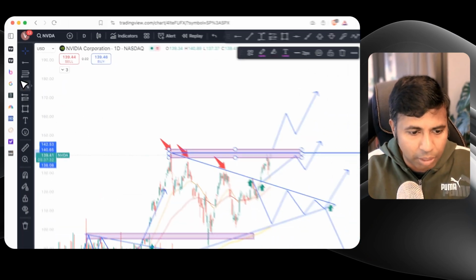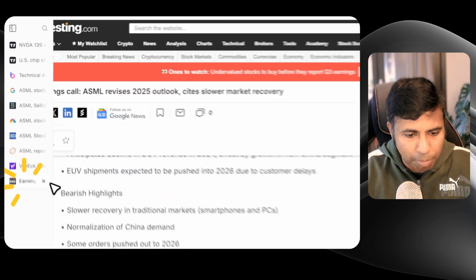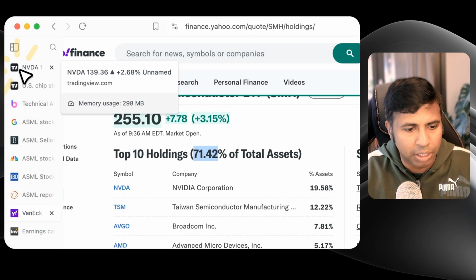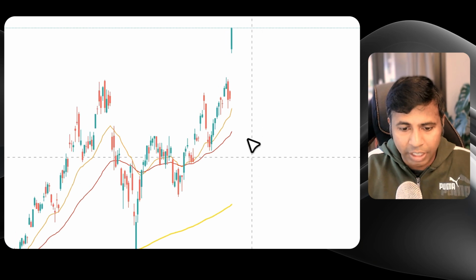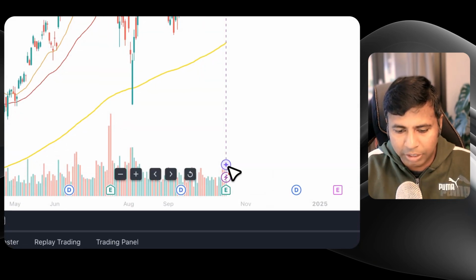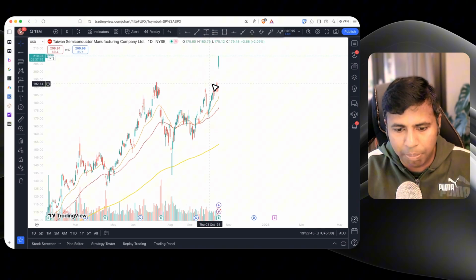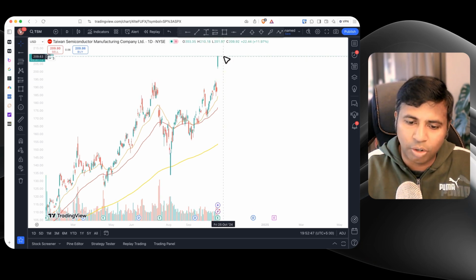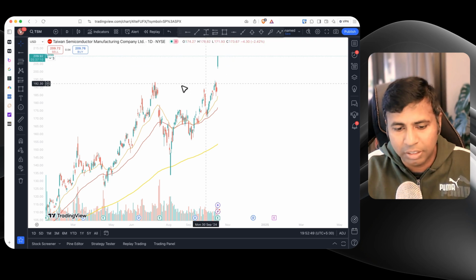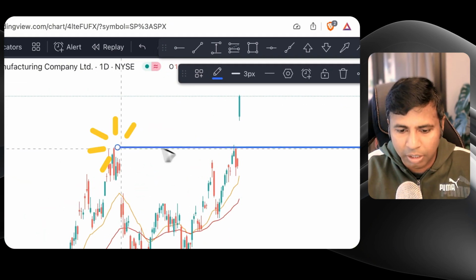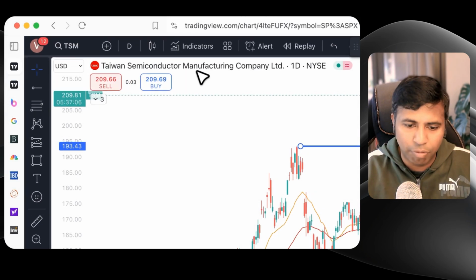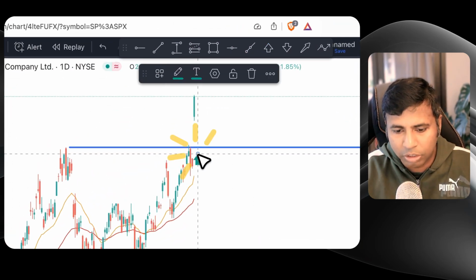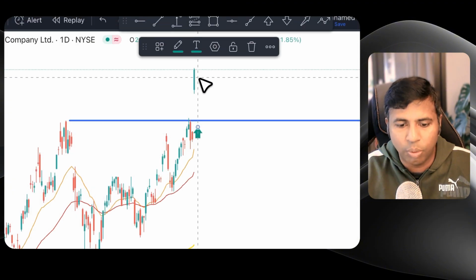So that is Nvidia. Let's look at the next biggest holding in the semiconductor industry, which is Taiwan Semiconductor, TSM. Now you can see Taiwan Semiconductor, I think today is their quarterly results, and it has given a breakout. It has had a huge gap up, and we can see it is making fresh new all-time highs. It broke out from here. Like I just said, if Nvidia crosses it can show something like this. We can see that once it crossed this one, it has been going up.